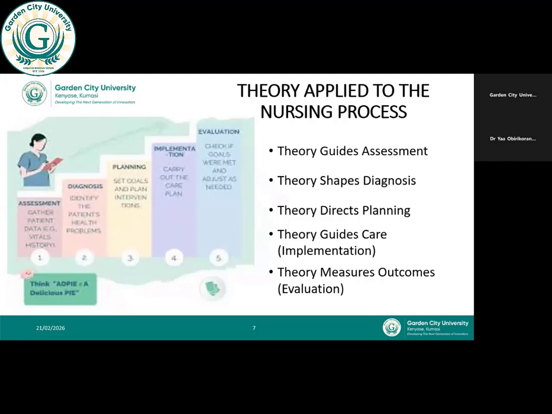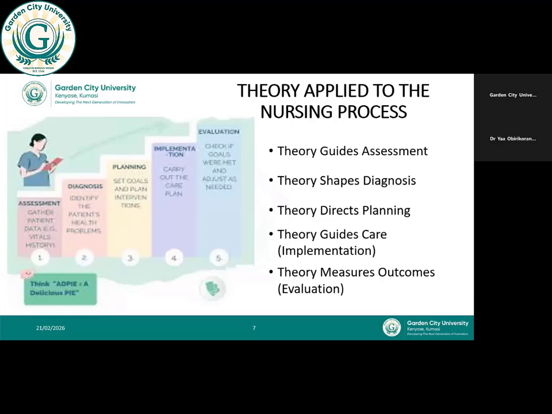Maybe lack of knowledge, limited movement, and low energy levels is causing that problem. And then what are the signs? Okay, so the nursing theory would guide you or help you shape your diagnosis. Okay, then it will direct your planning because some of the theories are prescriptive.